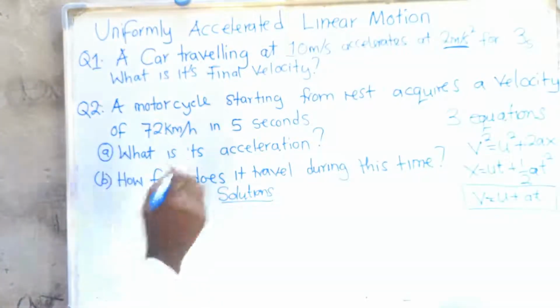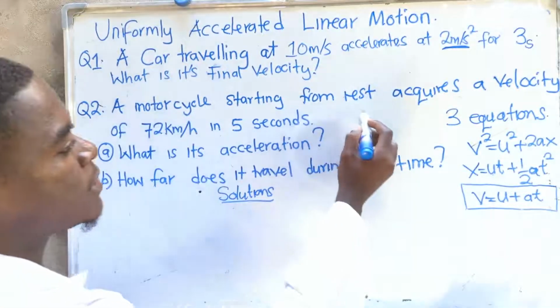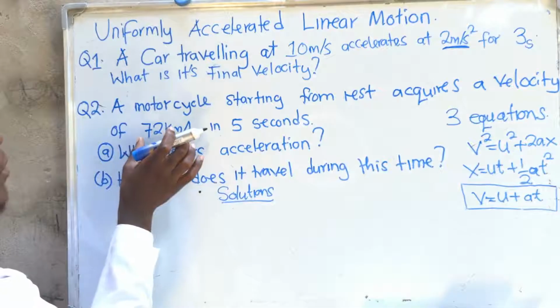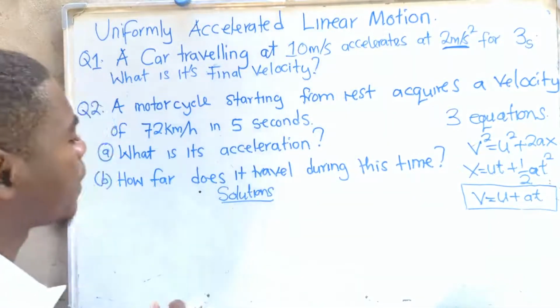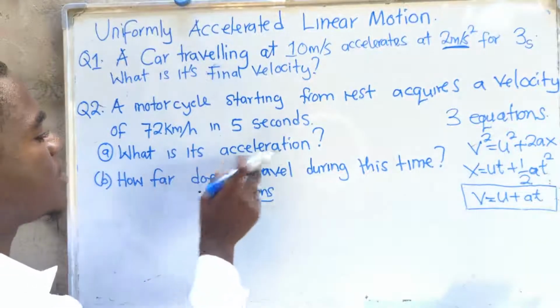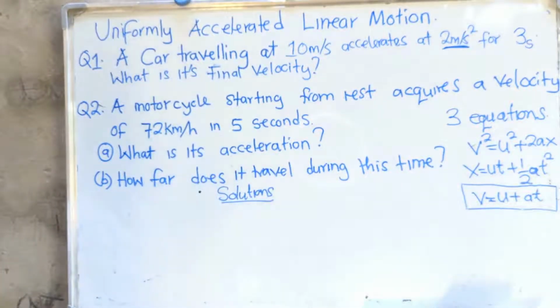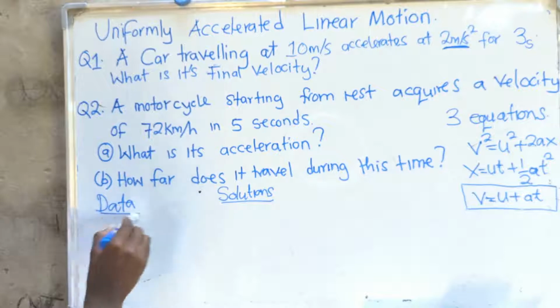So question 2 is saying, a motorcycle starting from rest acquires a velocity of 72 km per hour in 5 seconds. What is its acceleration? You want to find its what? Acceleration. So we get the data that is given. Data is very important in physics.